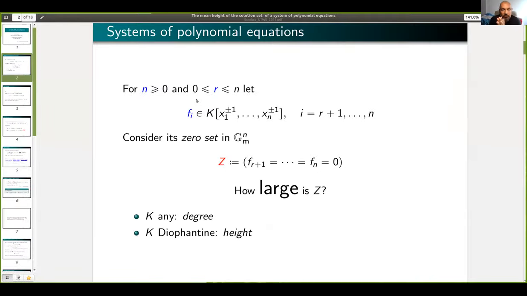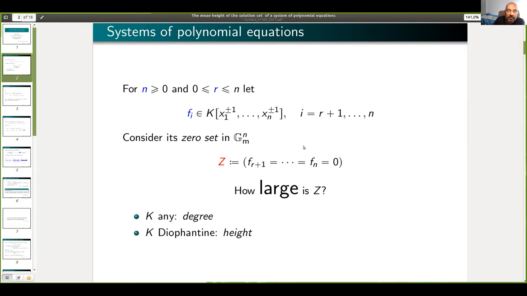So I want to talk a little bit about systems of polynomial equations. This is the subject I want to talk about. I will have a number n, which is the number of variables, and then a number r, which is the expected dimension of the zero set. This is the context: a family of polynomials f_i over a field. Indeed, I will take Laurent polynomials, so I will admit negative exponents. I will take n minus r of them, and I will denote by Z their zero set.